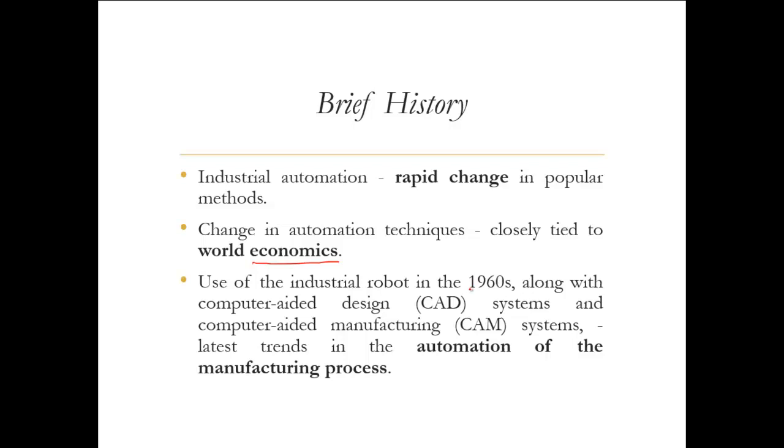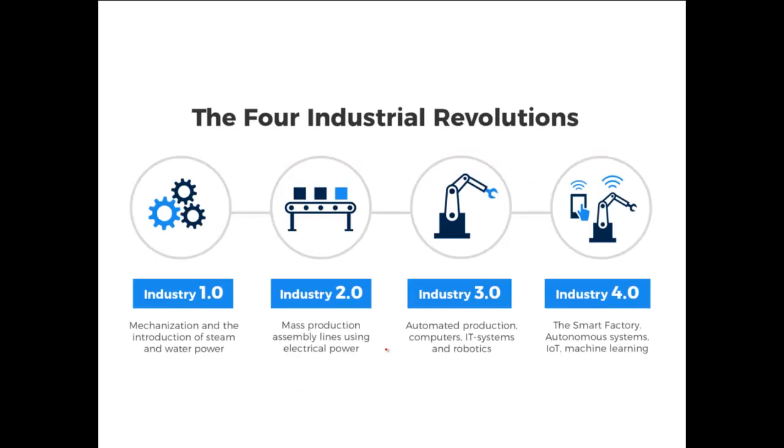In the 1960s, computer-aided design and computer-aided manufacturing actually helped improve the automation of all manufacturing processes. So robots along with CAD and CAM have really been the driving force, the major reason for a big change in industrial automation.